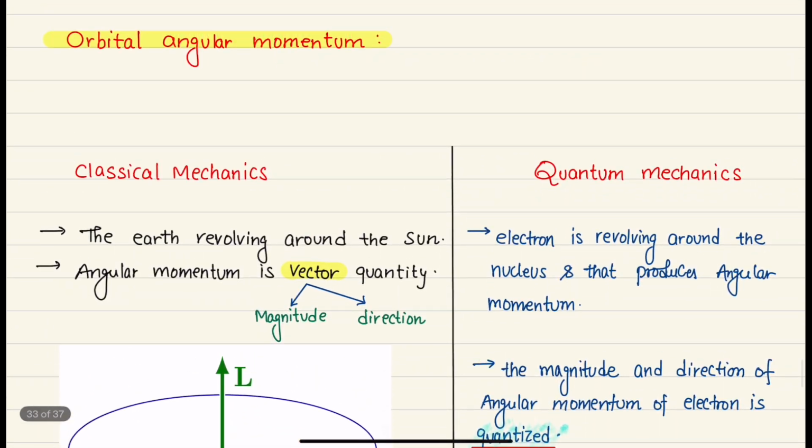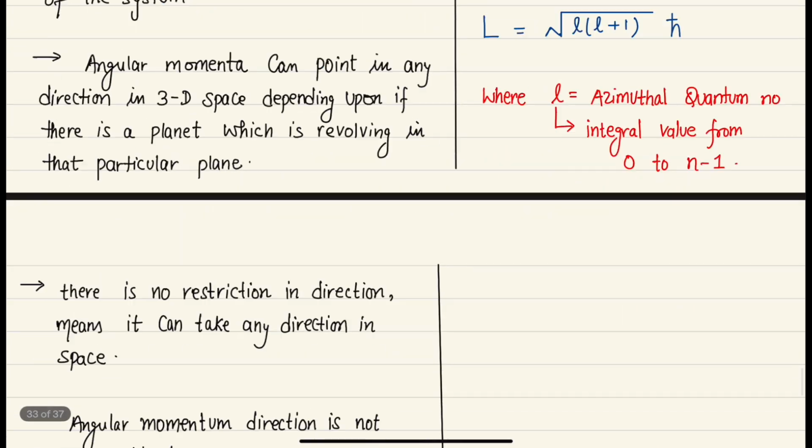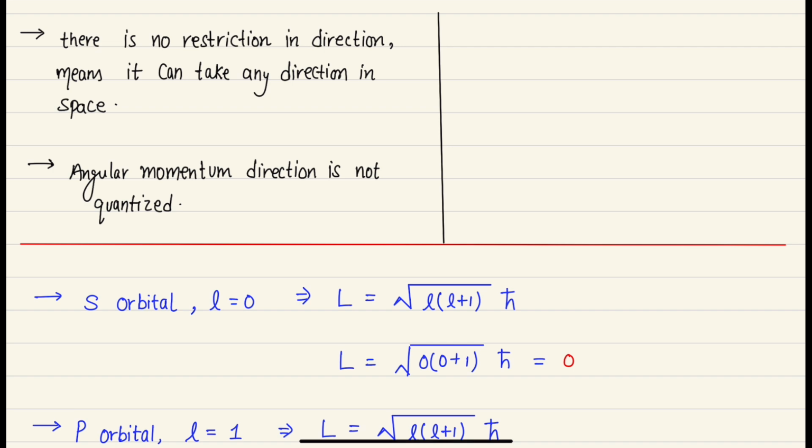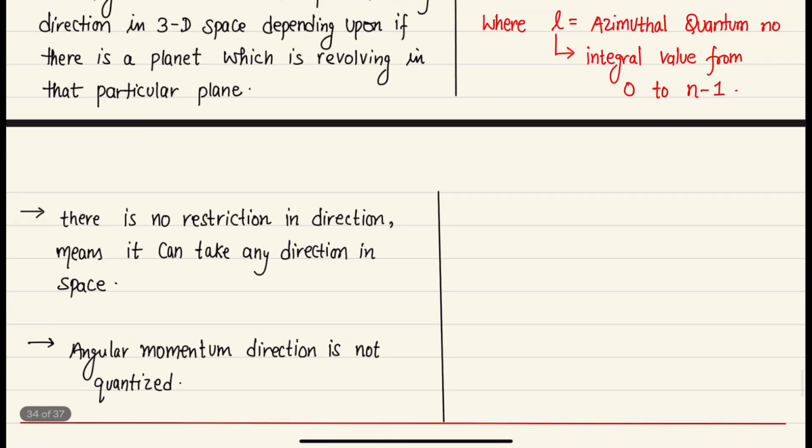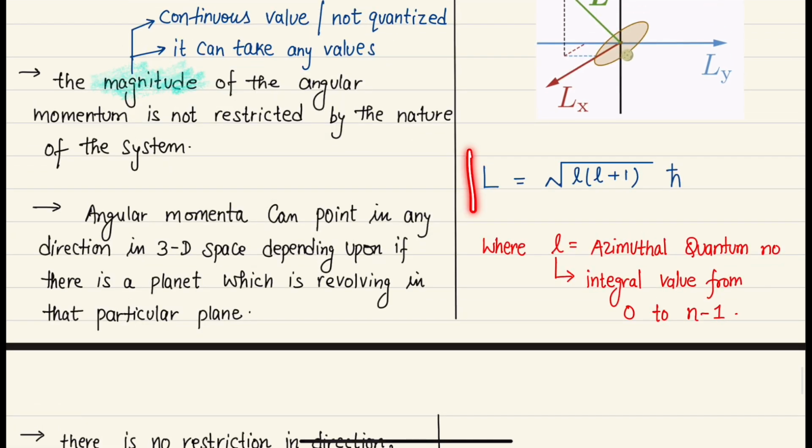Now, there are some points in classical mechanics we have left here. These all things are done, right? So in quantum mechanics, the magnitude of angular momentum is given by the square root of L into L plus 1, times h cut. And this h cross is equal to what? h by 2 pi. This h cross is equal to h by 2 pi.